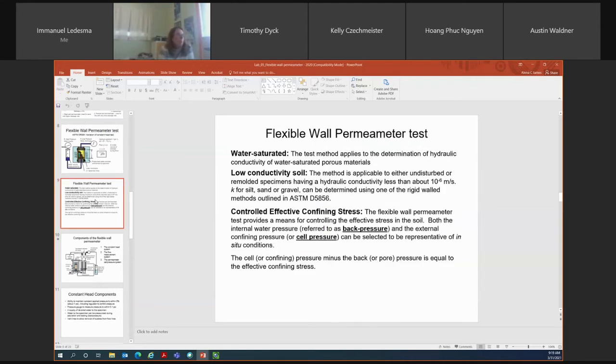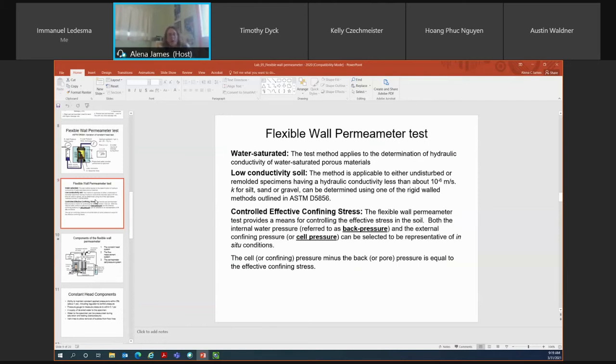With a flexible wall permeameter test, there are a few assumptions that are used with this test. The first one is that your material is always saturated. So unless your material is saturated, you're not able to conduct your flexible wall permeameter testing.